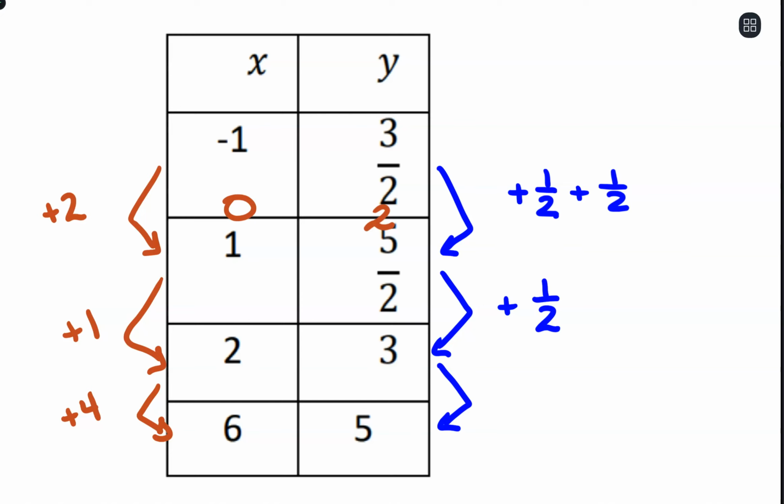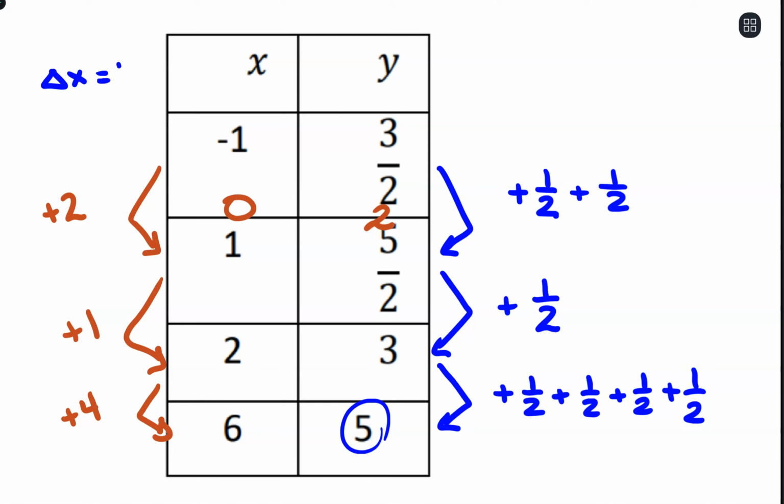So now let's see if it works. From x equals 2 to 6, we had 4 jumps. Let's see if we're starting at 3, if we add 1 half 4 times, which is the equivalent of adding 2, we get to that value of 5. So what we're seeing here is that when the change in x is equal to 1, the change in y is equal to 1/2. We just needed to be careful because of those different jumps that were occurring.